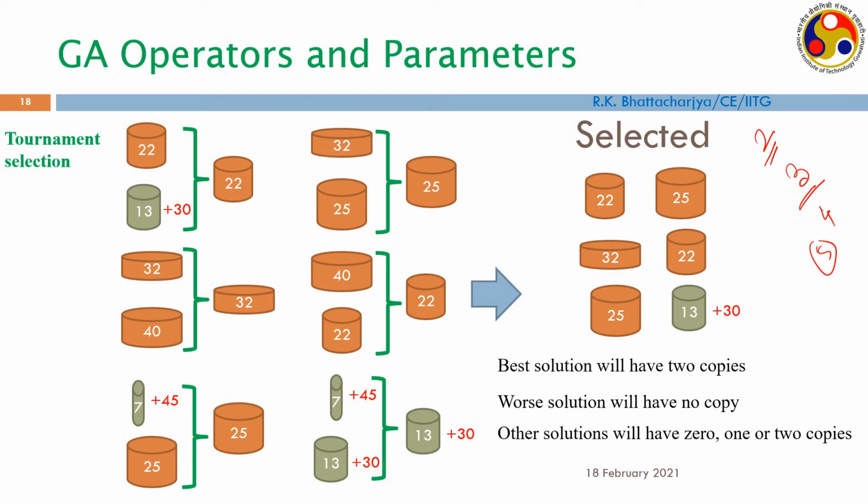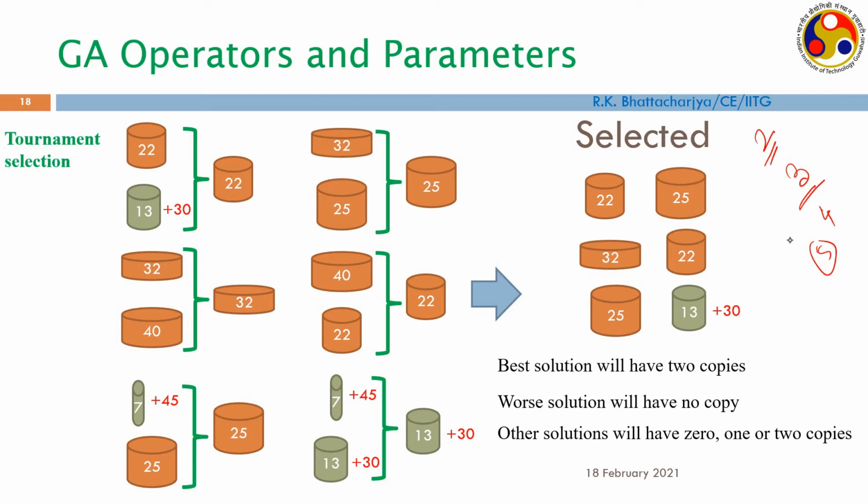I will discuss this when we discuss the other operators, crossover and mutation, mainly the crossover operator. So you can see what difference you may achieve if you increase the tournament size. I hope this is clear to you. So this is related to tournament selection.